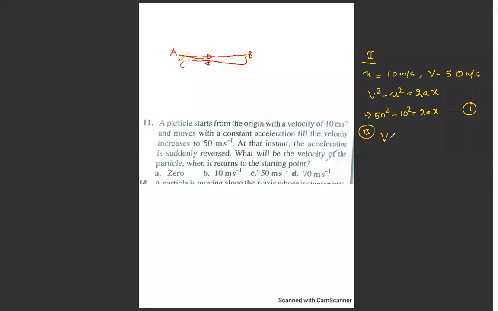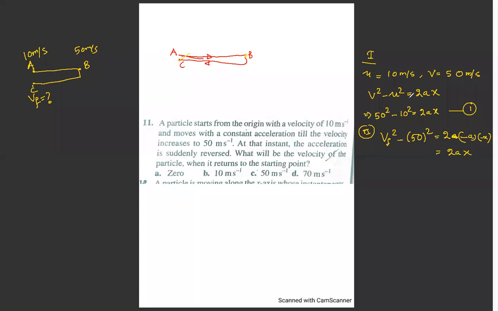So let it be V final square minus 50 square, because if I put this point as A and this point as B, the velocities are something like this. Here at this point it is 10, here it is 50, and at this particular point it is going to be Vf. So we write Vf square minus 50 square is equal to 2a. In this case it is going to be minus a and minus x. In fact, the whole thing will become 2ax.